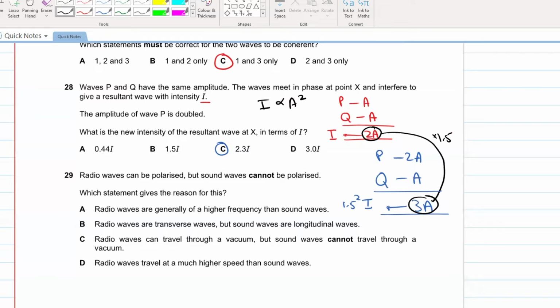Let's further move ahead. Radio waves can be polarized, but sound waves cannot be polarized. Which statement gives the reason for this? Now we know sound waves are longitudinal waves, radio waves are transverse waves. The radio waves are generally of a higher frequency than sound waves. No. Radio waves are transverse, but sound waves are longitudinal. Yes, B is your answer.